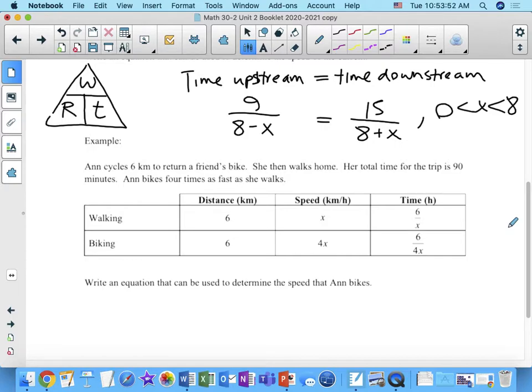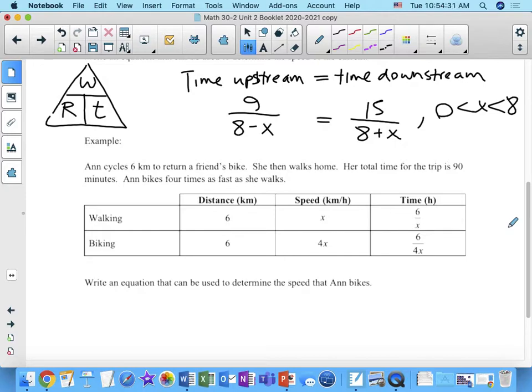Okay, the distances are both 6 kilometers. Why does that make sense? Because no matter if she walks or bikes, it's the same distance to her friend's house. Exactly. She's going to her friend's house, which is 6 kilometers, and then she's going the same 6 kilometers back home. So they're both 6 kilometers. And then the time, we figured that out from the 2 columns that we filled out initially, and that's the same triangle that we did for the previous problem, right? It's distance over speed.